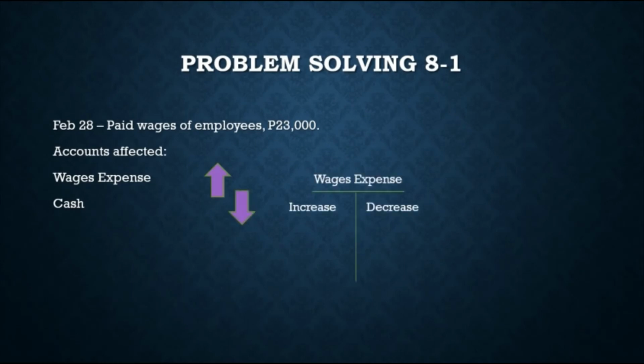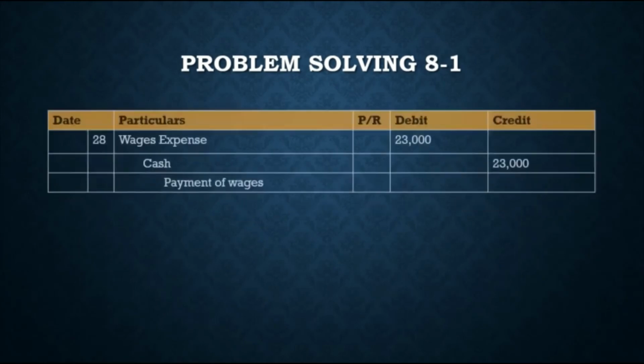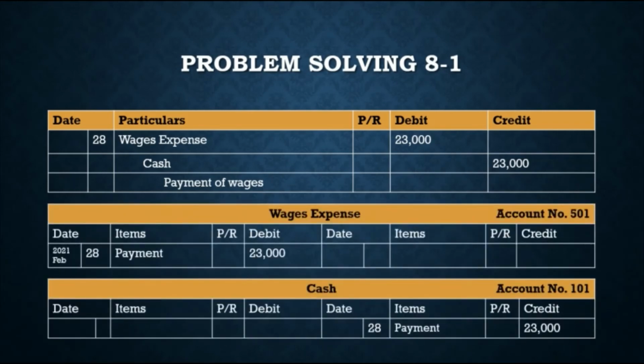So we will debit wages expense kasi nag-increase ang expense account and we will credit cash dahil nabawasan ang cash. So ang journal entry noong February 28 ay debit wages expense 23,000 and credit cash 23,000 for the payment of the wages. So kapag pinost natin to sa general ledger, ito ay under account number 501 at 101 respectively.